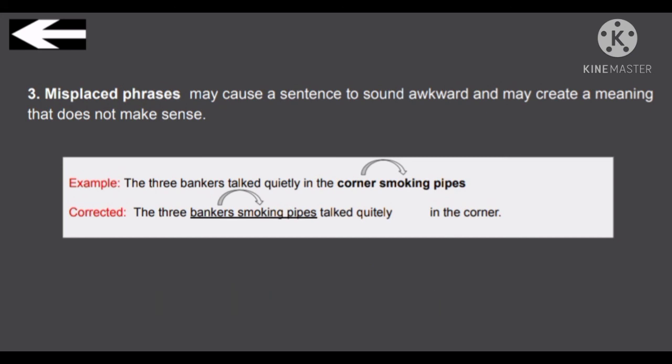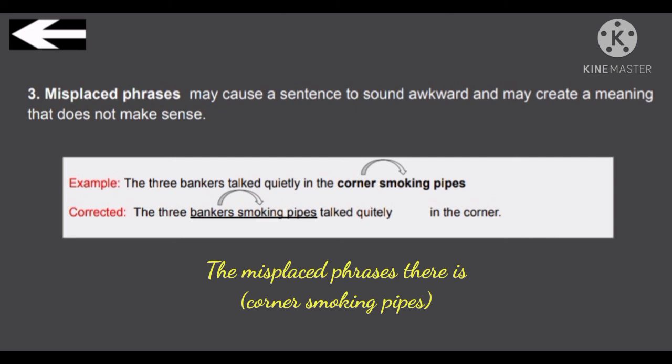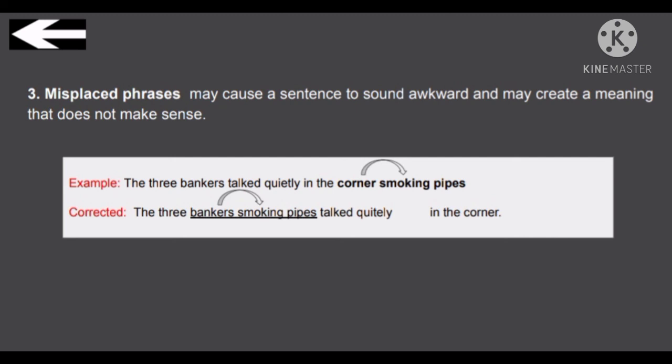Let's see the example below. The three bankers talk quietly in the corner, smoking pipes. So while we are reading, the phrase there is smoking pipes. So we need to place it correctly. Let's try to fix it. The three bankers smoking pipes talk quietly in the corner.